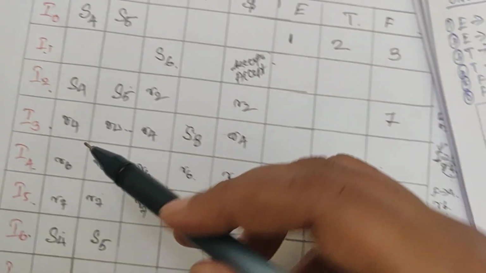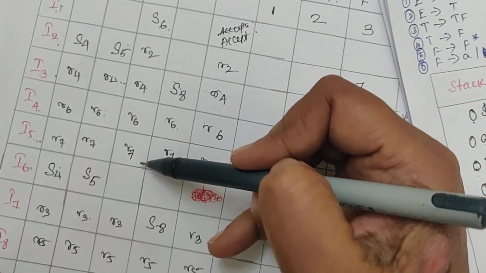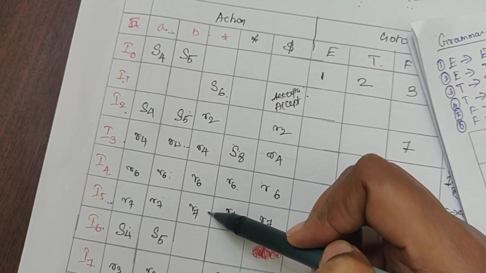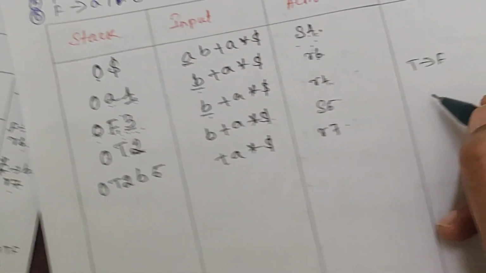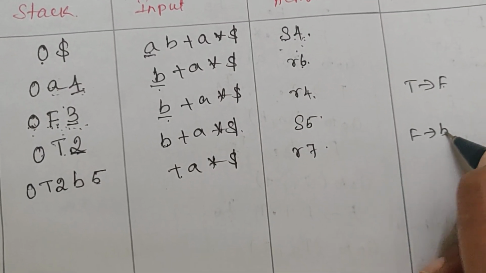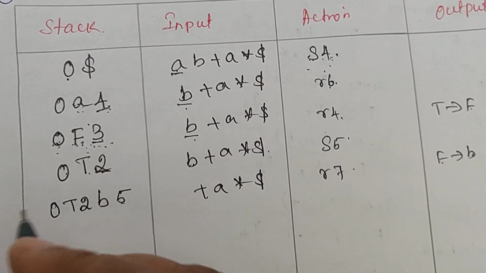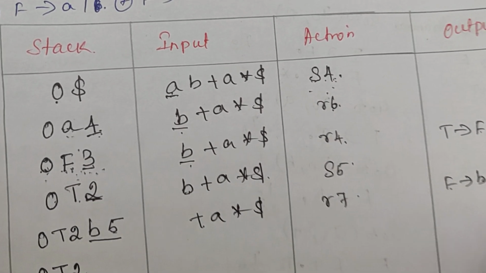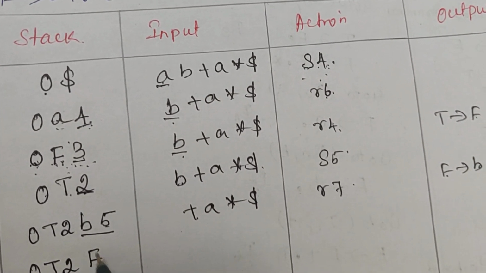Next operation is 5 on plus. 5 on plus is R7. You'll be able to see, right? 5 on plus is R7. So write R7. What is R7? It is F tends to B. So I have B, I have to reduce it to F. So 0 T 2, this will be reduced to F. I have got F.